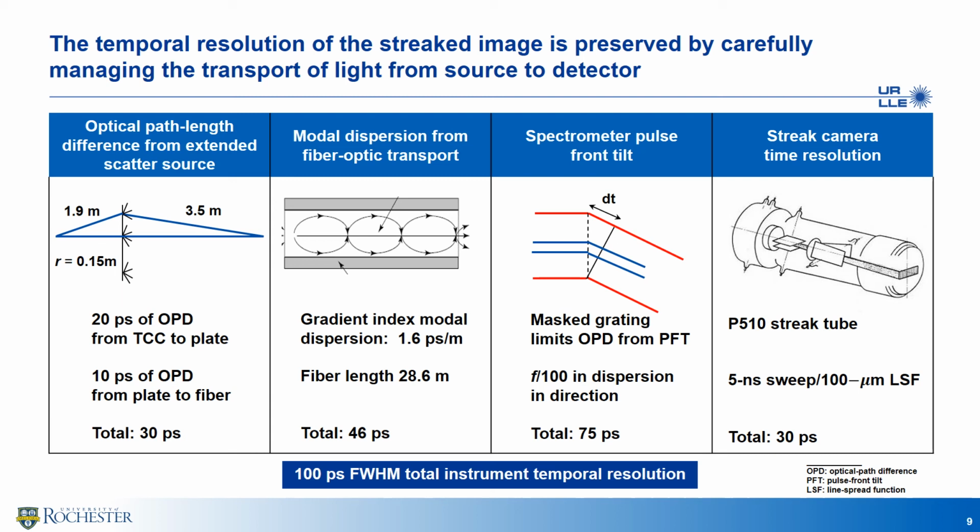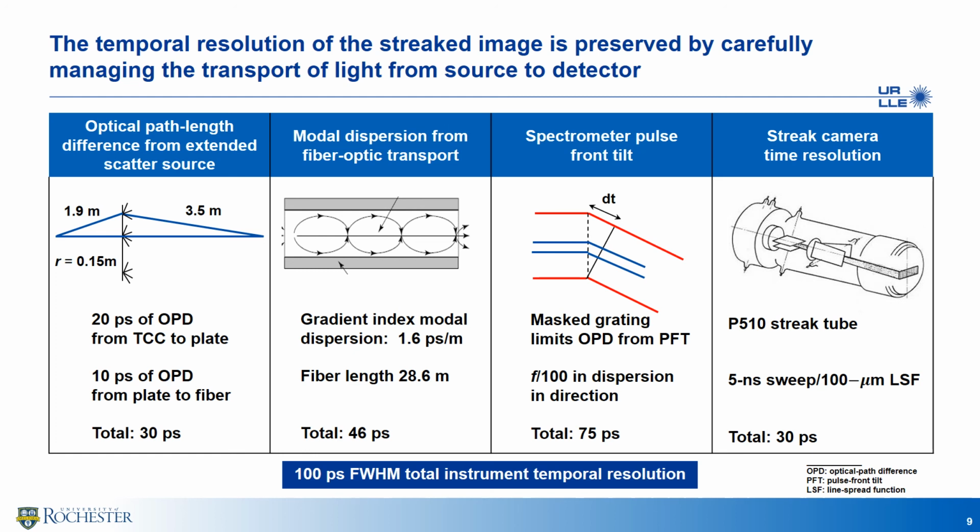Next, there's modal dispersion in the fiber optic. This is mitigated to a certain degree by using gradient index fiber, but over the 30-meter path length it takes to go from the pickoff to the spectrometer, about 45 picoseconds of modal dispersion is accumulated. Next, the spectrometer itself introduces an optical path length difference due to the pulse front tilt at the grating surface. This can be limited to a certain degree by masking off the grating in the dispersion direction. But even when masking the grating to an f/100 aperture, a residual 75 picoseconds worth of pulse front tilt remains.